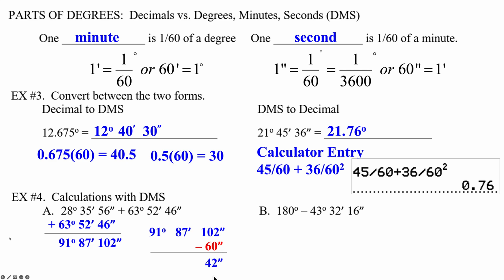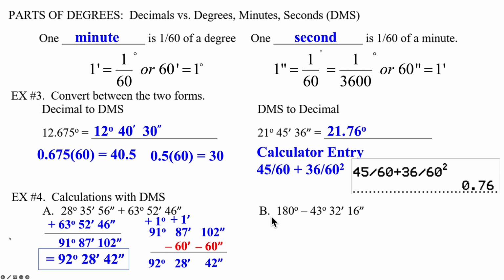If I do that, that'll give me 42 seconds. Well, we know that 60 seconds is 1 minute, so we add that over to the next column. All right, we're going to subtract 60 minutes, so 1 plus 87 is 88, minus 60, that'll give me 28 minutes. Add 1 degree over. 1 plus 91 is 92, so that is my final answer of 92 degrees, 28 minutes, and 42 seconds.